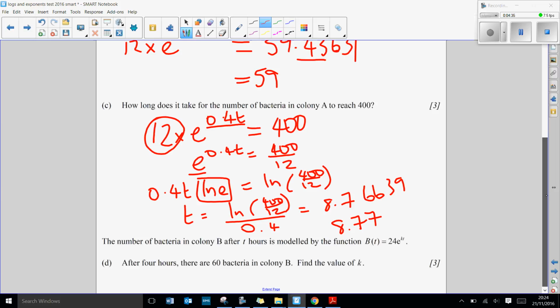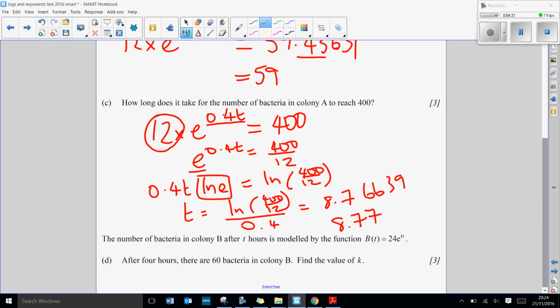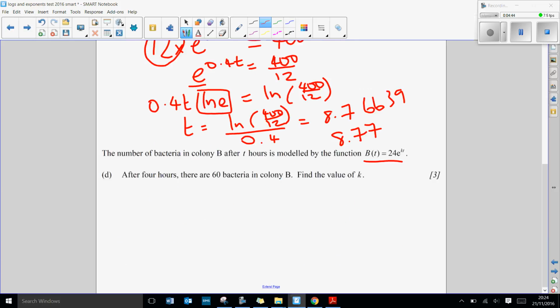On to the next question. There is a new model for this one, so we've got 24e to the kt. We're told that after 4 hours there are 60 bacteria, so we can substitute those two values in. So we've got 24 times e to the 4k equals 60. Similar situation, our unknown is a power, so we're going to have to move the 24 first. So e to the 4k equals 60 divided by 24.